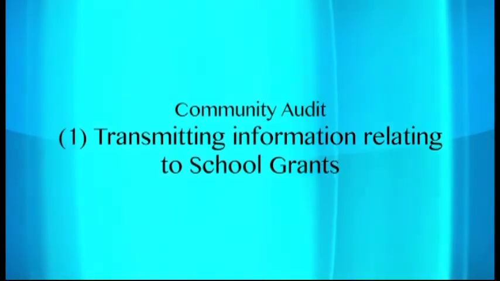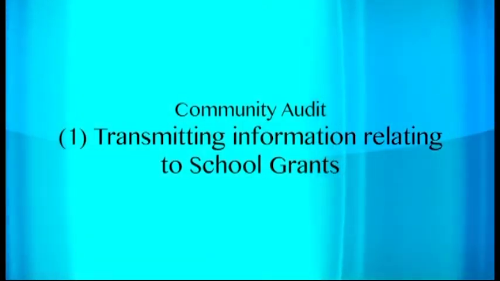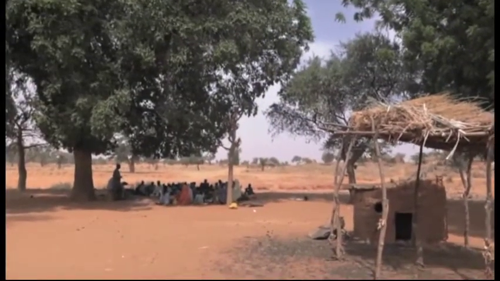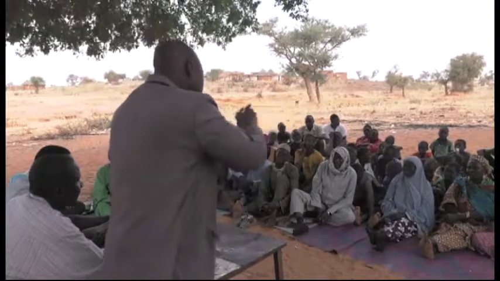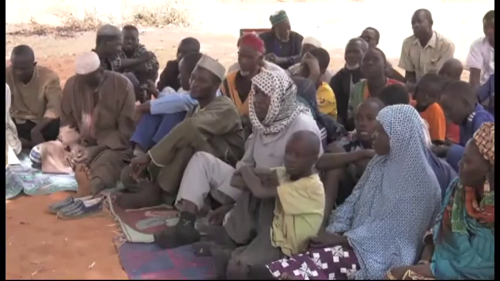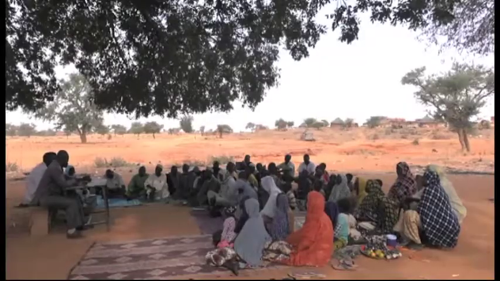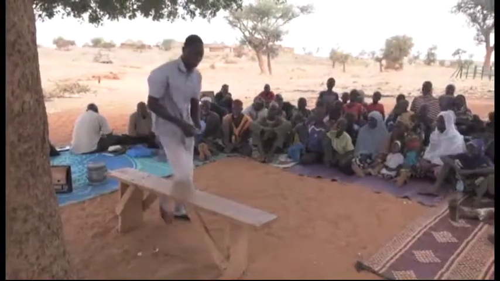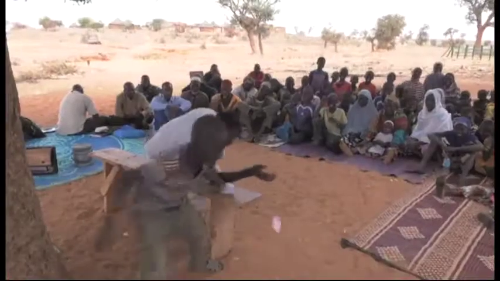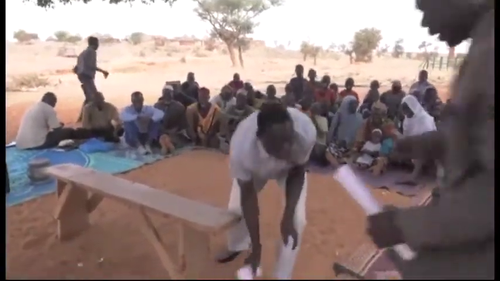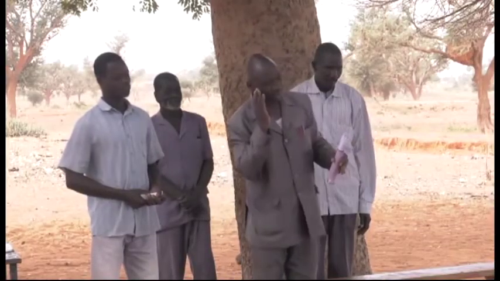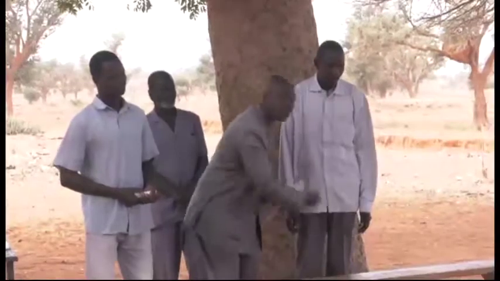1. Transmitting information relating to school grants. First, information concerning any school grant received is shared at the community meeting, so the objectives of the school grant and the significance of appropriate management are highlighted. By means of simulations, etc., community awareness of the processes involved in school grant management and utilization is improved. Problems involved in managing school grants and using them appropriately are also discussed.